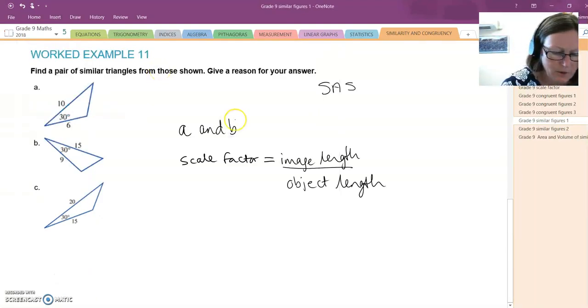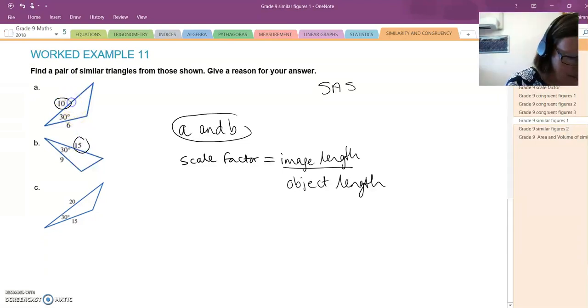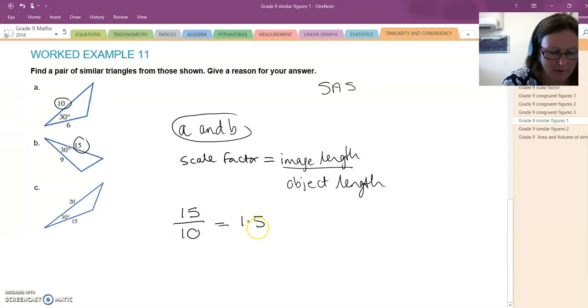So the first thing I'm going to do is compare triangle A and B. The included angle in both of those is 30 degrees. Now let's look at the scale factor from the sides. So if I look at these sides here, image length is 15, the original length of that side was 10. So that is a scale factor of 1.5. How did I get that? 5 goes into that twice, 5 goes into that 3 times. 3 over 2 is 1.5.